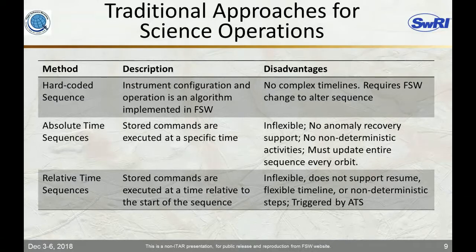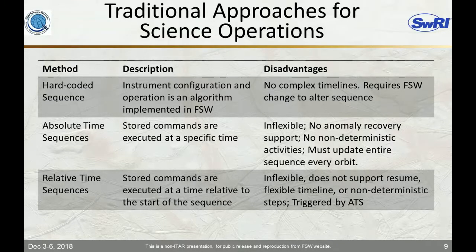Absolute time sequences store commands that are at a specific time tag time. If you reset or something happens after you've executed a command, there's really no mechanism to go back and re-execute your sequence. Relative time sequences are a list of commands with a delta between them. So you kick it off at a specific time, but then the commands within it are relative. A little more flexible than the absolute time, but it's still difficult to resume one in the middle.